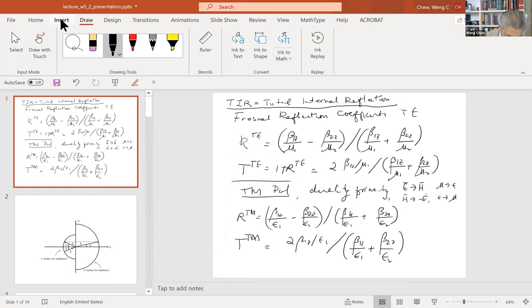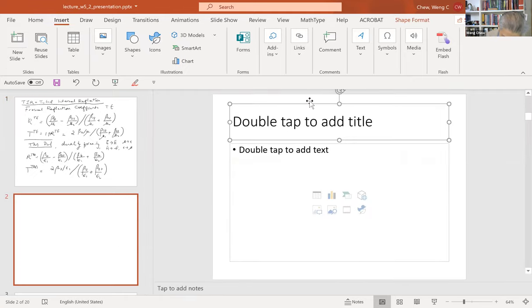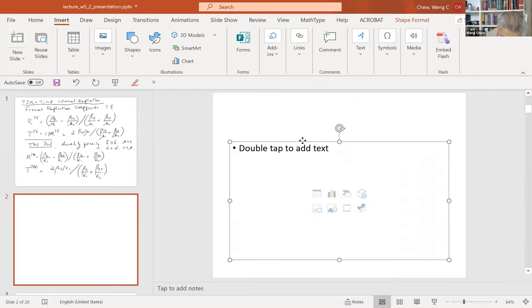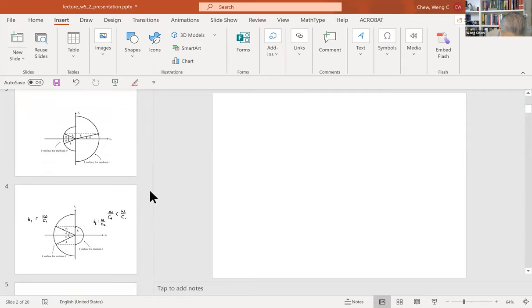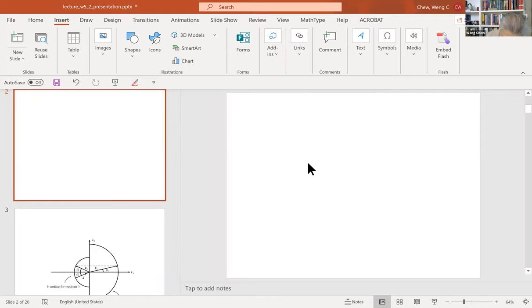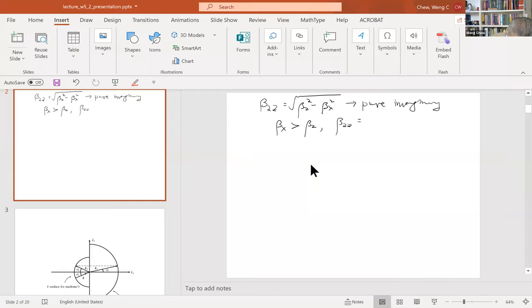Okay, so if we were to add a new slide here, let me see if I can make this bigger. So if we have total internal reflection such that beta 2z, which is given by the square root of beta 2 squared minus beta x squared, becomes pure imaginary. And this happens if beta x is larger than beta 2, then beta 2z would be a number like minus j alpha 2z. Okay, it becomes a pure imaginary number because when beta x is larger than beta 2, this thing is negative. When you take a square root of a negative number, you get a pure imaginary number.